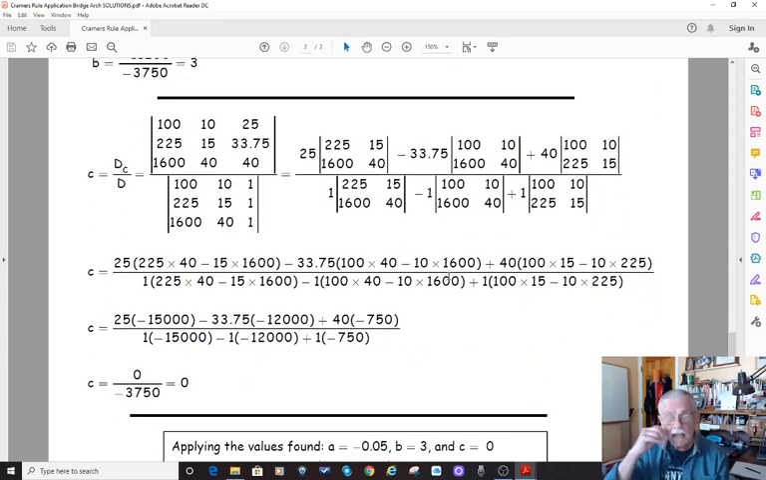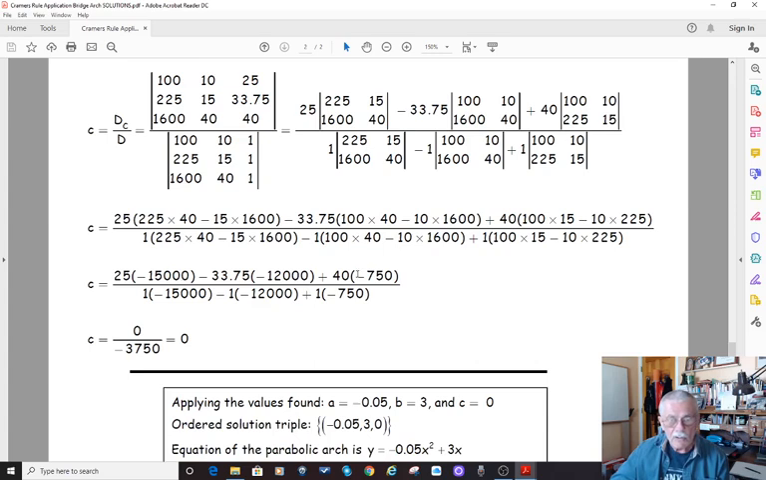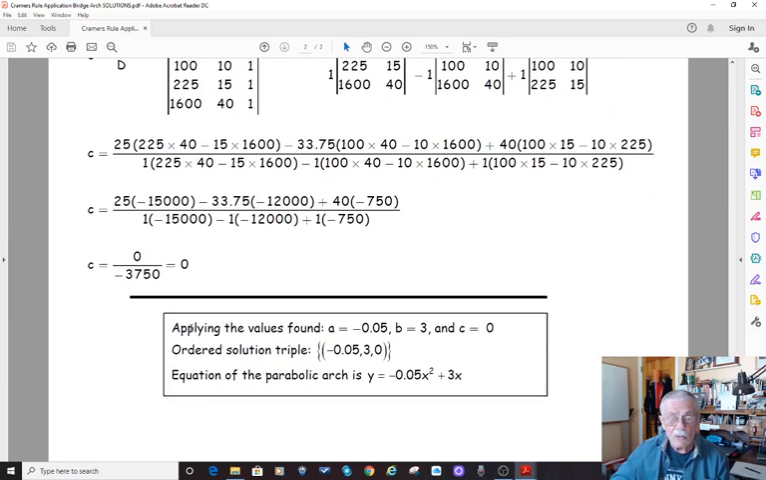Okay, and you do all the computations. I wrote everything out so you can follow it along, order of operations, and this becomes negative 15,000. This becomes, we could do this one mentally, 4,000 minus 16,000, negative 12,000. And this becomes 1,500 minus 2,250, which is negative 1,750. And lo and behold, the top is a 0. 0 divided by a non-zero quantity, 0. So altogether, here's what we get. Applying the values found. This is A, this is B, this is C.